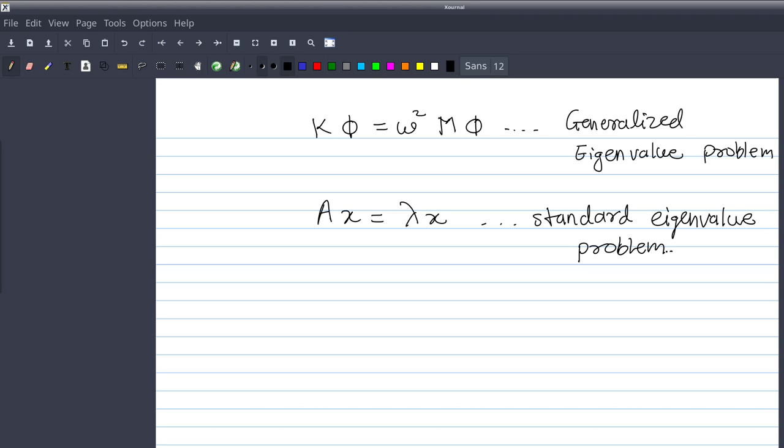Yeah, you see, K phi equal to omega square m phi, the first equation, or the second equation, Ax equal to lambda bx, Ax equal to lambda x, we call it an eigenvalue problem, generalized or standard. So we say that this itself is a problem, isn't it? So what is the problem? I mean, what do you want to solve from this? What do you want to get out of it? So this is a statement, K phi equal to omega square m phi. What is the problem that you are solving?